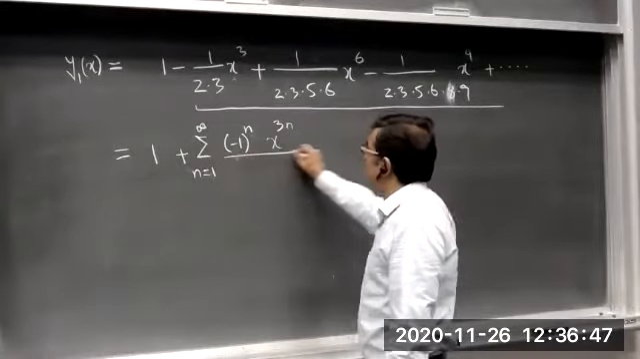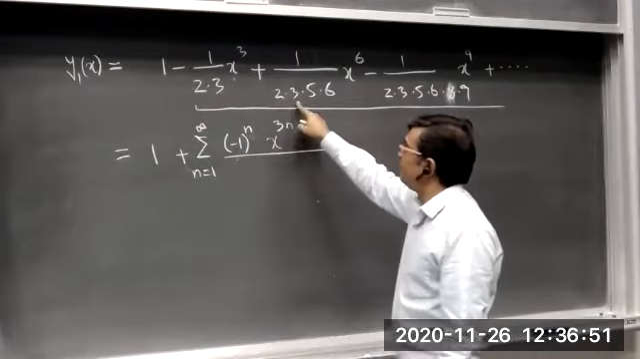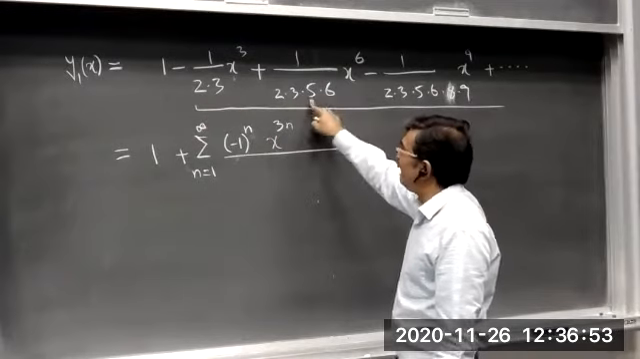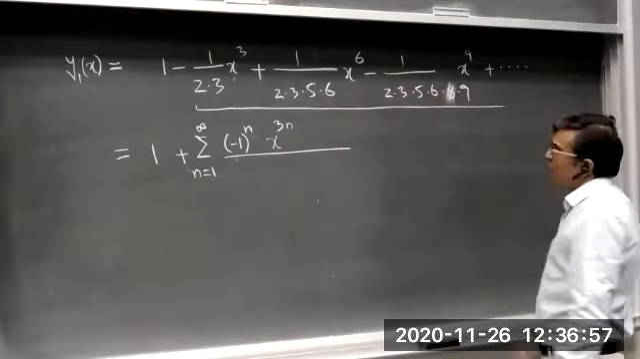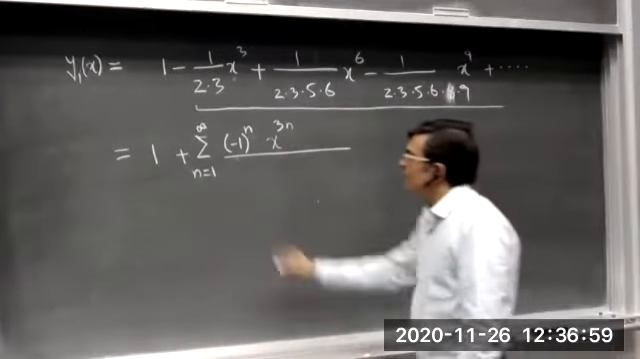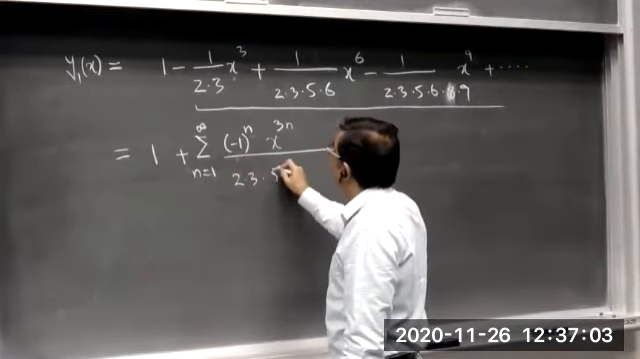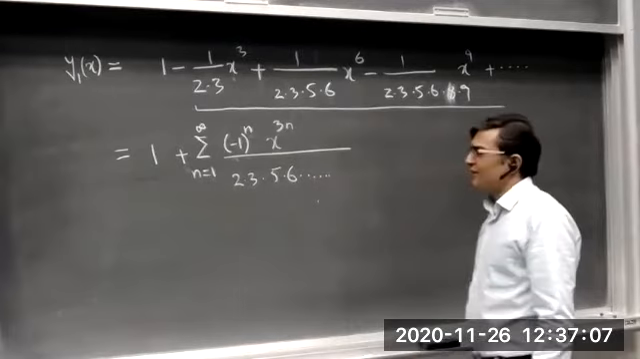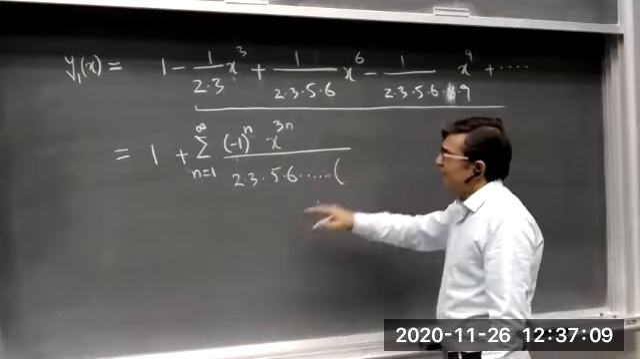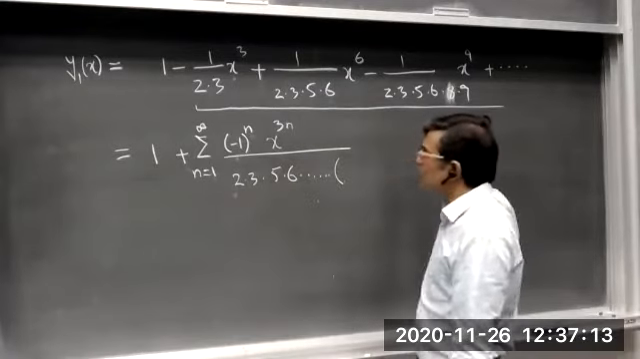Now what remains is the denominator: 2 into 3, and then 2 into 3 into 5 into 6, and then 8 into 9, and so on. How can we generalize this? We can write here 2 into 3 into 5 into 6 into so on. What will be the general term here? The first term is 2, and then 5, and so on.